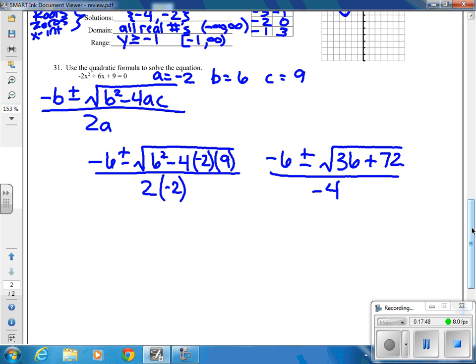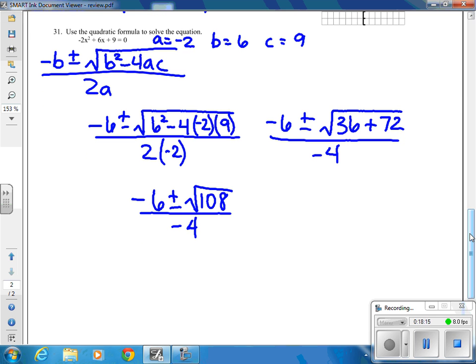Right, now before I go any further with the calculator, I want to clean up that radical one more time and get it down to one number underneath, because it's a lot easier to use the calculator with one number instead of a whole math problem. Okay. So you have -6 plus or minus the square root of 36 plus 72, which is 108, and that is divided by -4. You do not need to worry about simplifying the square root of 108, because you're going to go straight to the calculator and evaluate this problem.